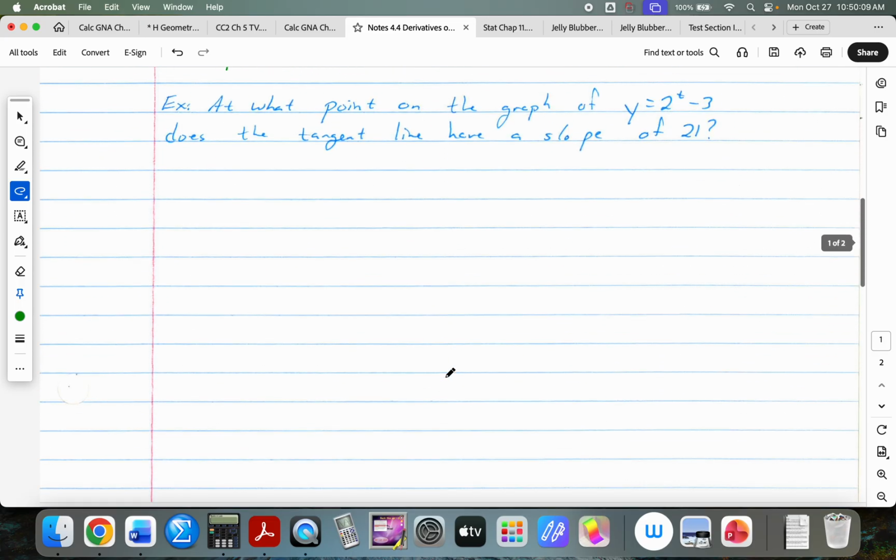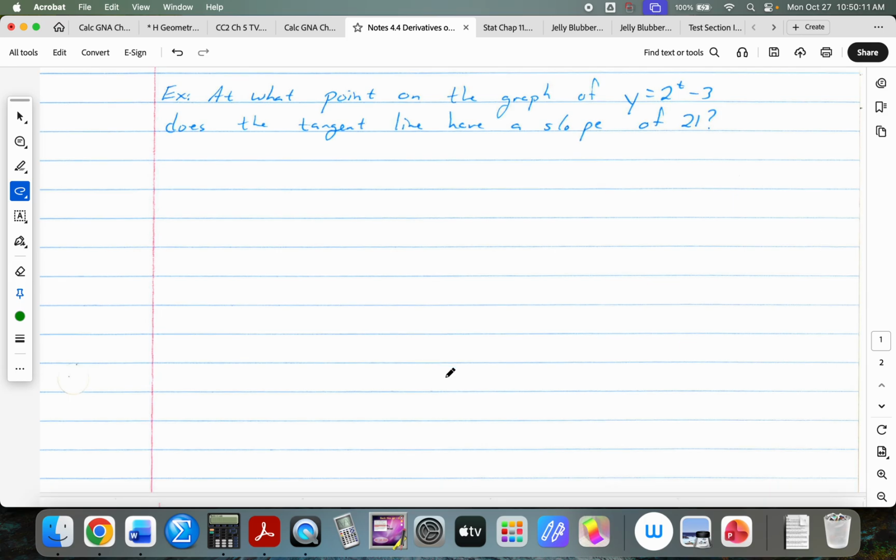So let's do some examples, or an example. At what point on the graph of y equals 2 to the t minus 3 does the tangent line have a slope of 21? All right, so taking the derivative, dy dt, that's going to be 2 to the t times, because it's not e, natural log of 2. And I want this to be 21.